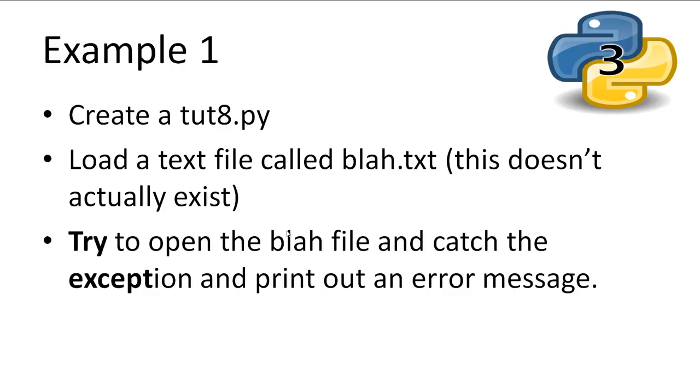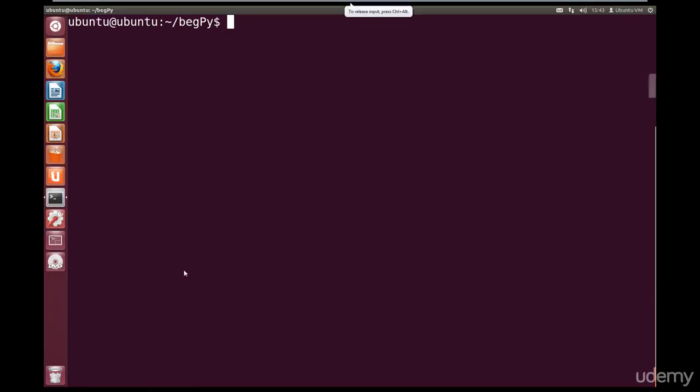Now let's create a little program and we'll call it toot8.py. We'll try to open a text file that doesn't exist called blah.txt. When it can't open the file, instead of crashing, we will catch the exception and print out that the file could not be found. Okay, so we'll come over to Ubuntu and vim toot8.py.